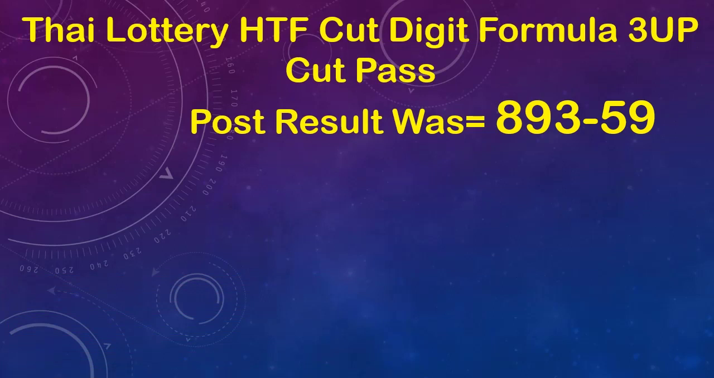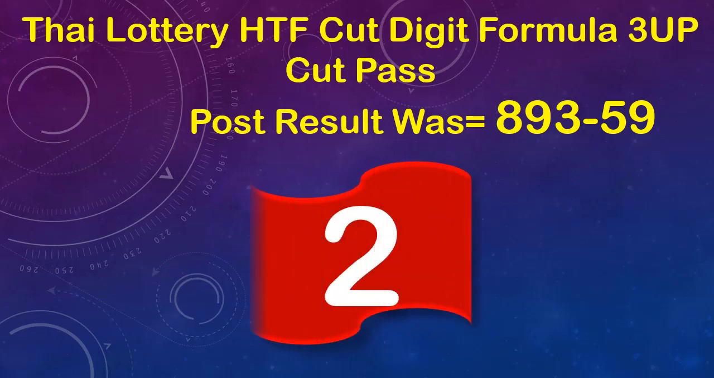After applying our formula on the previous result, we get cut digit as 2. As you can see, 2 doesn't exist in our previous HTF result, so we consider this result as passed.